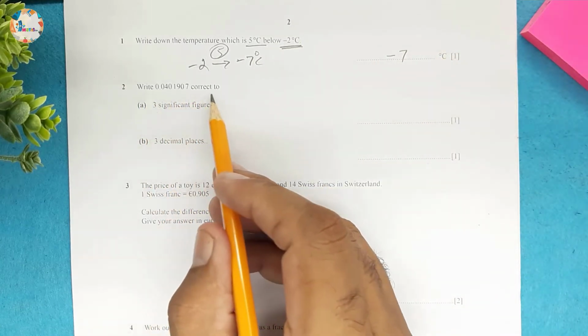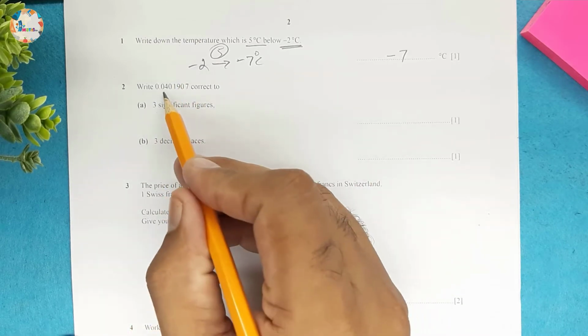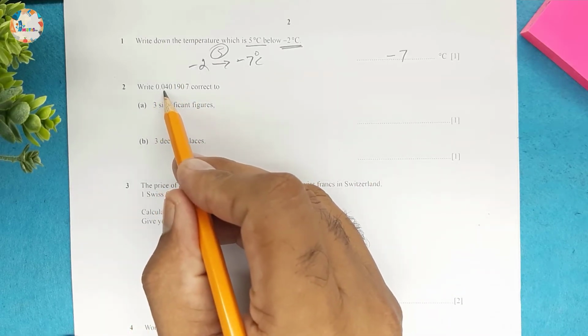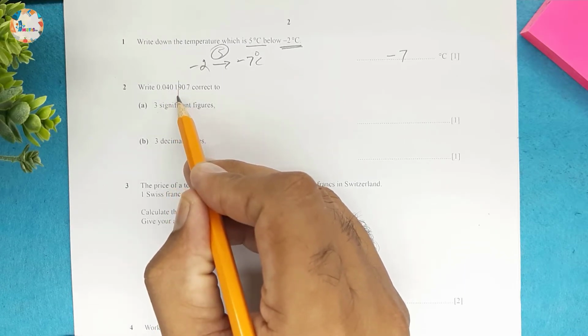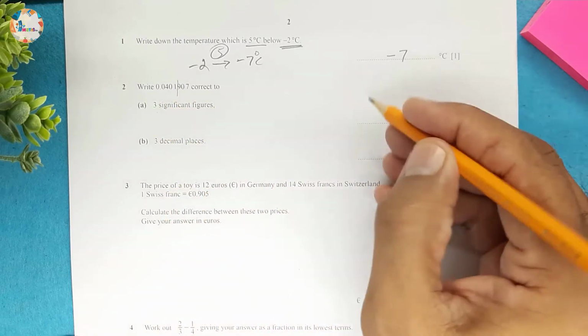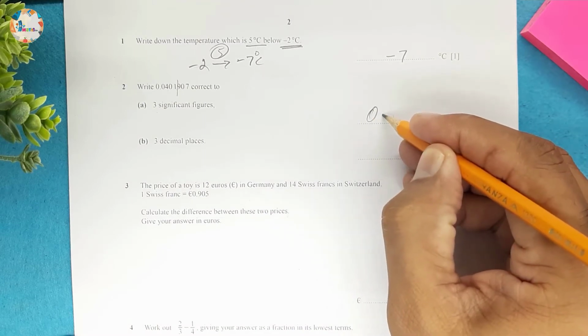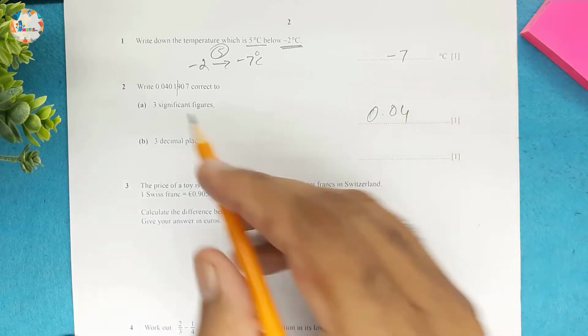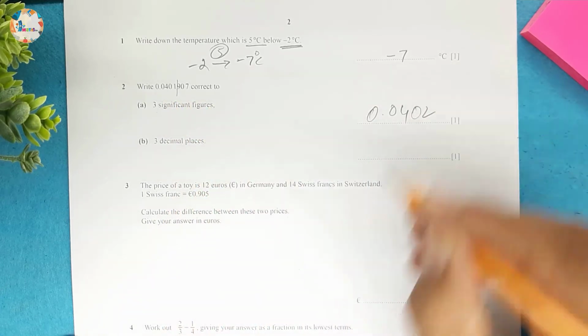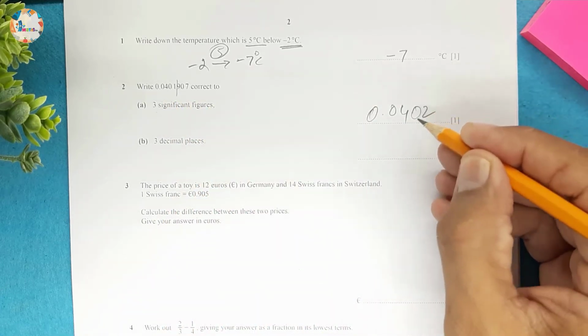Write this correct to 3 significant figures. Leading zeros are non-significant, so we have to remove the first zeros. So we can write the answer as 0.0402. This will be the final answer.